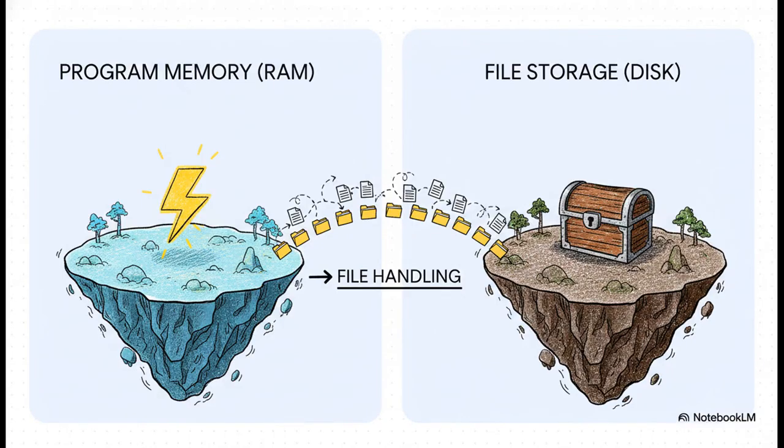And this slide just lays it all out, doesn't it? On one side, you've got RAM. It's lightning fast but has the memory of a goldfish. On the other side, you have your disk storage, like a hard drive or an SSD. It's a little slower, sure, but it remembers things forever. So to make our programs actually useful, we need to build a bridge between the fast, forgetful brain and the permanent memory. And that bridge, my friends, is file handling.